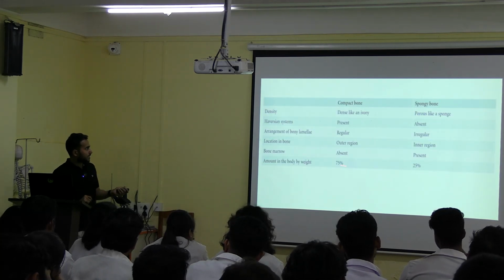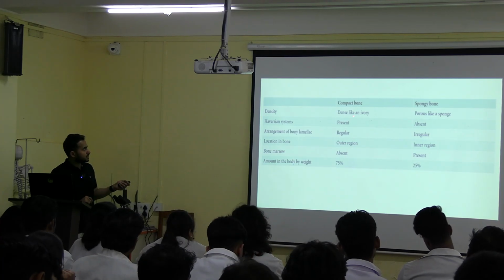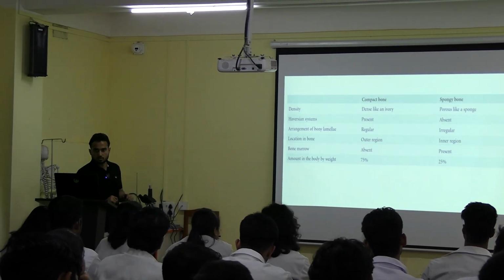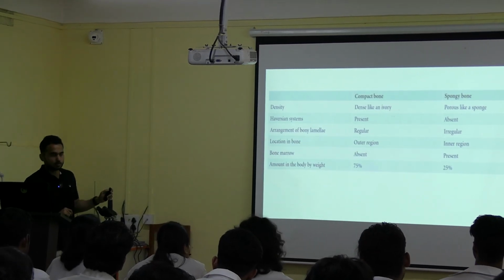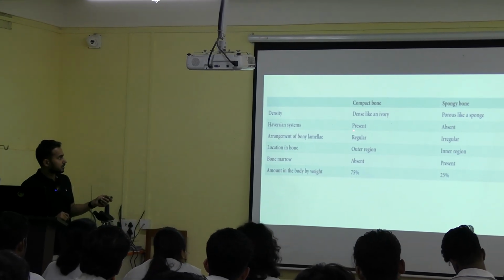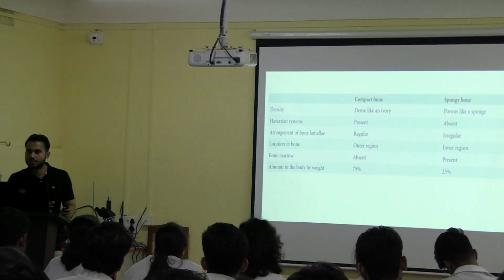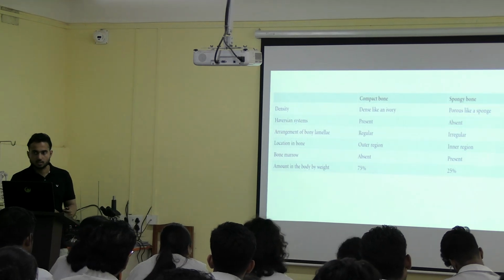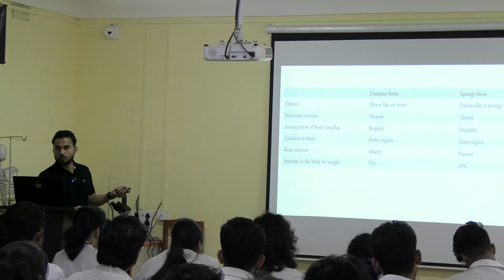Now here is a comparison between the compact bone and the spongy bone. Here you can see the density: the compact bone is more dense, just like ivory, while the spongy bone is porous like a sponge. Next, the Haversian system, which we'll discuss, don't worry. A particular shape is there of the Haversian system, where the Haversian canal is present in compact bone. In spongy bone, it is absent. Next, the arrangement of the bony lamellae is regular here, and irregular there.